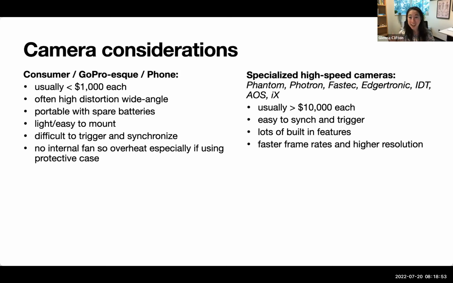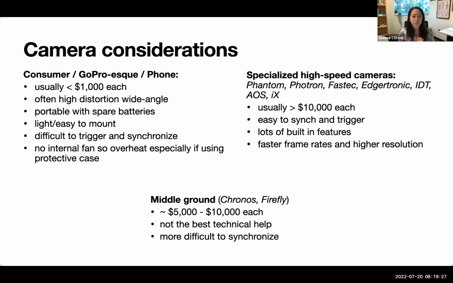Then you've got your specialized high-speed cameras. I've listed just a few of the companies out there that make these. They're usually much more expensive, but they come with a bunch of features, everything from being really easy to trigger and synchronize with each other to automatically triggering if they notice something in the field of view. They tend to have the most important part: faster frame rates, higher resolutions, and they tend to be more light sensitive. And you have a greater variability of lenses that you can attach to them, which makes things really different.